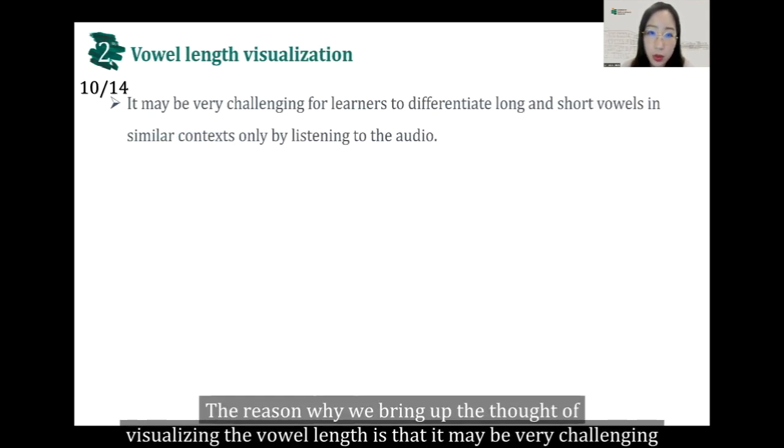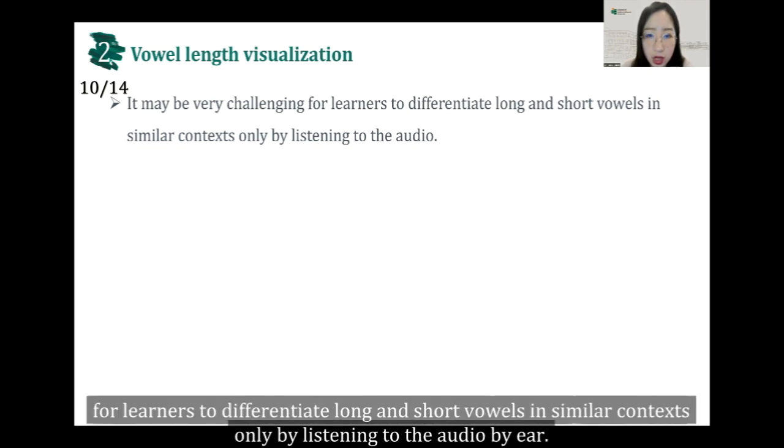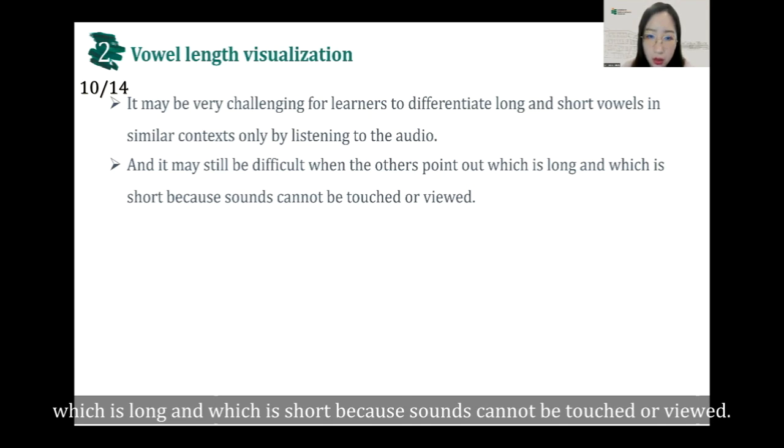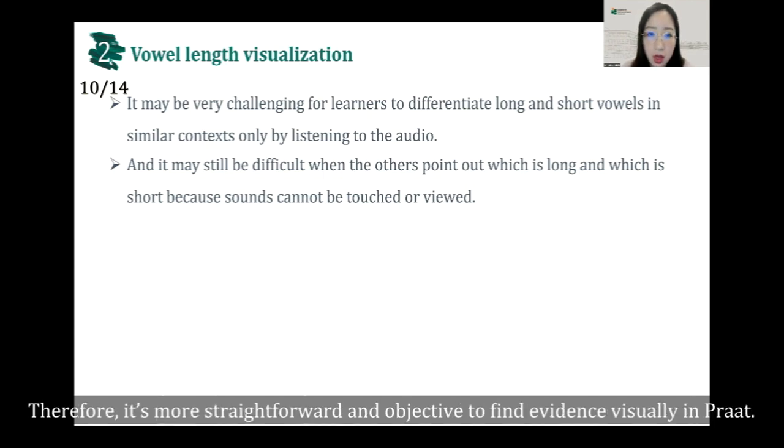The reason why we bring up the thought of visualizing the vowel length is that it may be very challenging for learners to differentiate long and short vowels in similar contexts only by listening to the audio by ear. It may still be very difficult to figure out the difference even when the others point out which is long and which is short, because sounds cannot be touched or viewed.